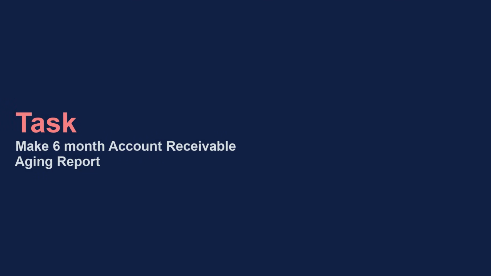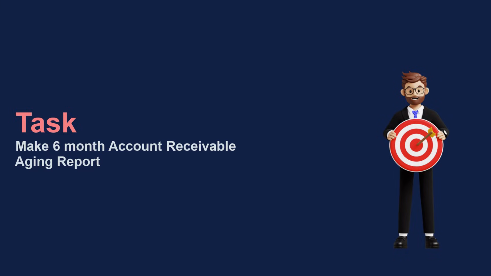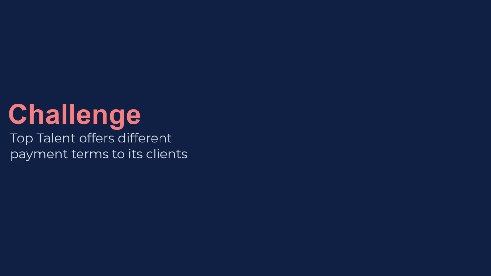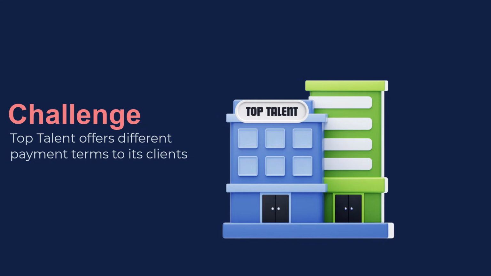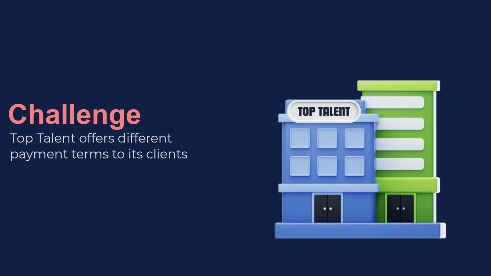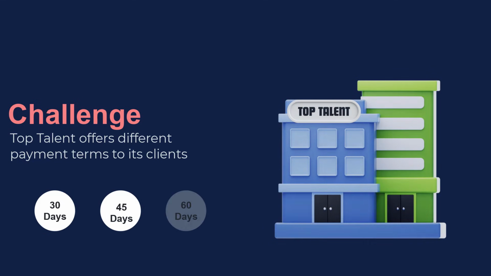But wait, his boss has made a last-minute request for a 6-month accounts receivable aging report. The problem: top talent offers different payment terms to its clients. Some clients are required to pay within 30 days, while others can pay within 45 or 60 days.